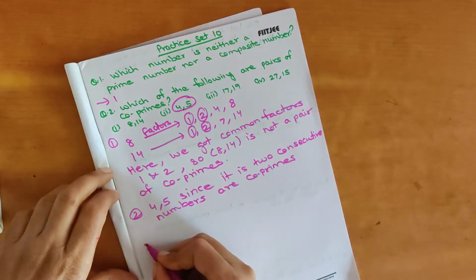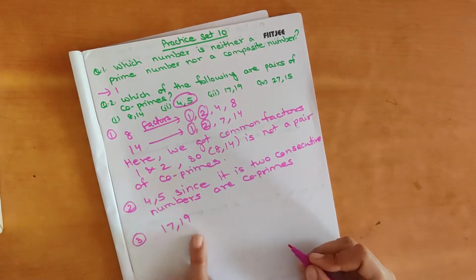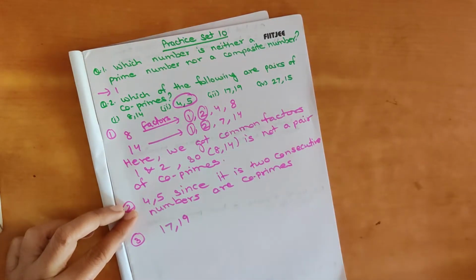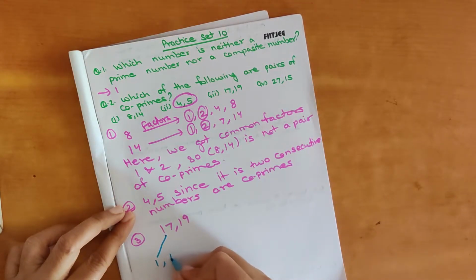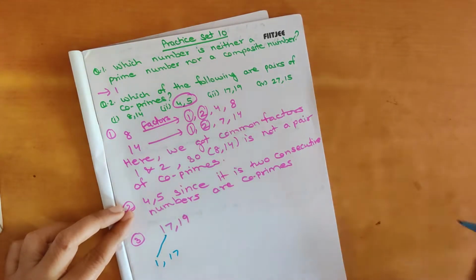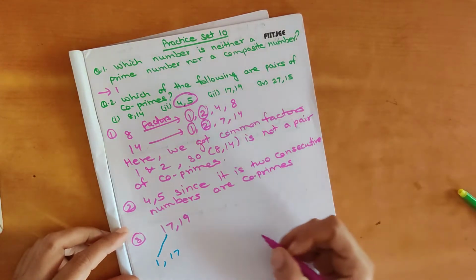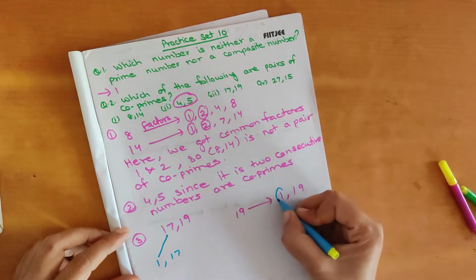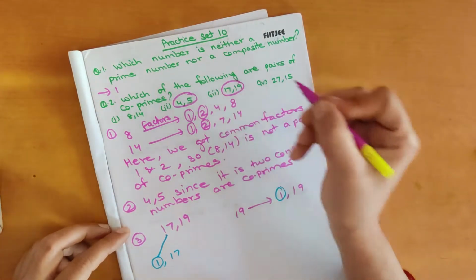Now next, third one, 17 and 19. Both are prime numbers. Here the factors of 17 you will get 1 and 17, and if you see 19 you will get 1 and 19. So both have common factor 1. So 17 and 19 are also a pair of co-prime numbers.